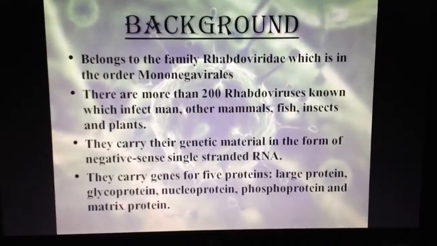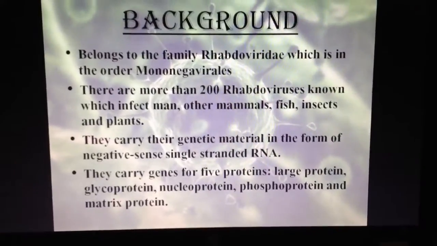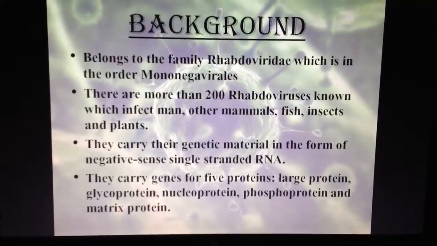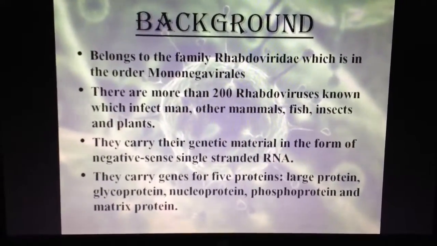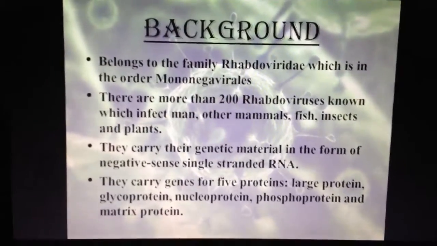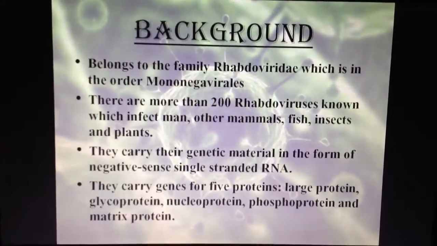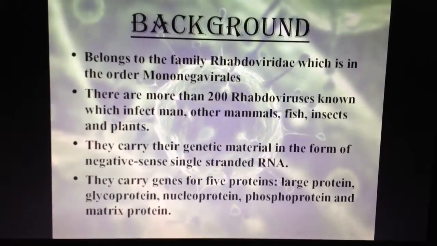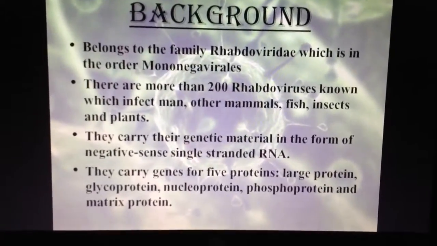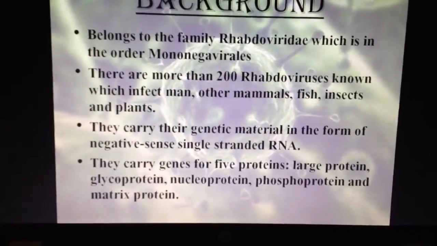A little background information about rhabdoviruses. They belong to the family Rhabdoviridae, which is in the order Mononegavirales. There are more than 200 rhabdoviruses known which infect man, other mammals, fish, insects, and plants. They carry their genetic material in the form of negative sense single-stranded RNA. They carry genes for 5 proteins: large protein, glycoprotein, nucleoprotein, phosphoprotein, and matrix protein.